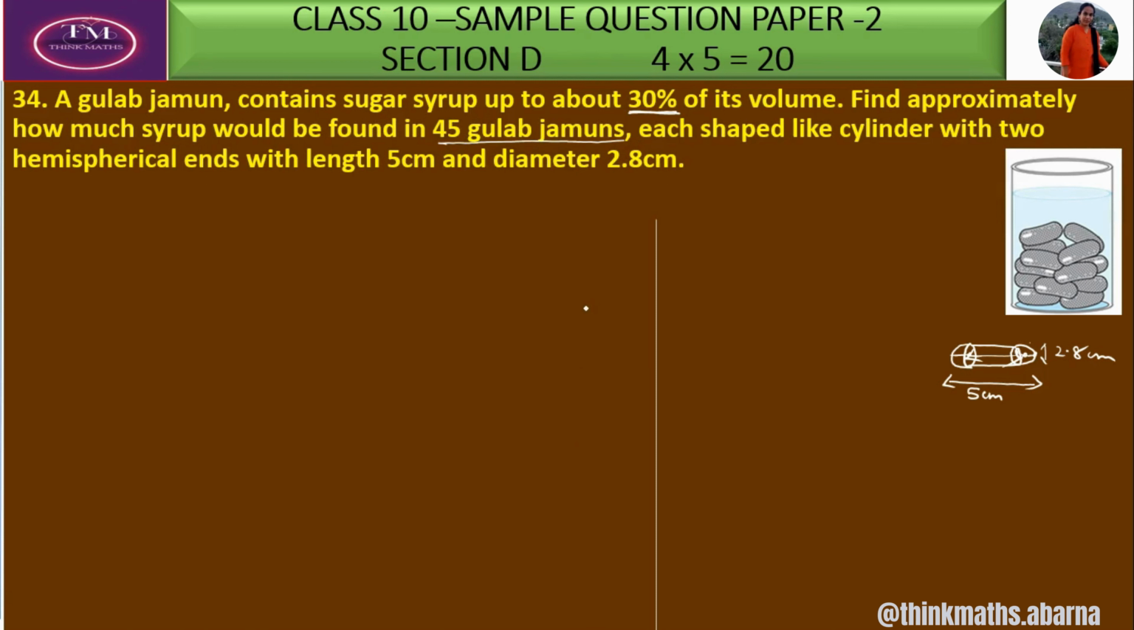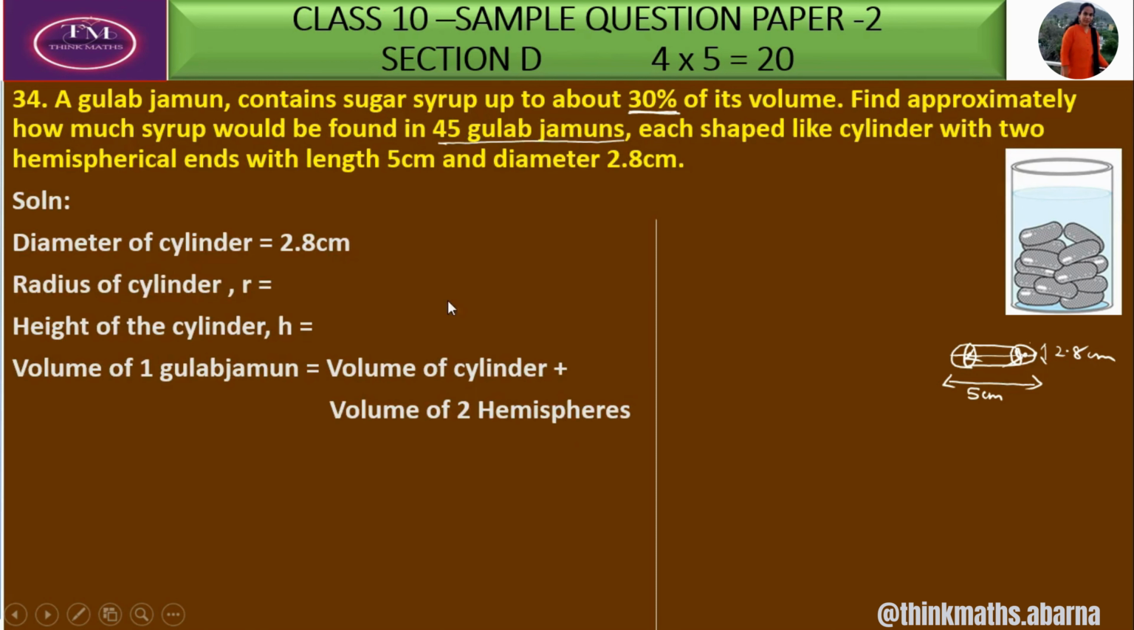Okay. So let us start the solution. The diameter of the cylinder is given as 2.8 centimeter. So the radius of the cylinder will be its half, 2.8 by 2, which is 1.4 centimeter. Now we have to find out the height of the cylinder. The total length is 5 centimeter, and from the 5 centimeter we have to take out the radius of the hemisphere.